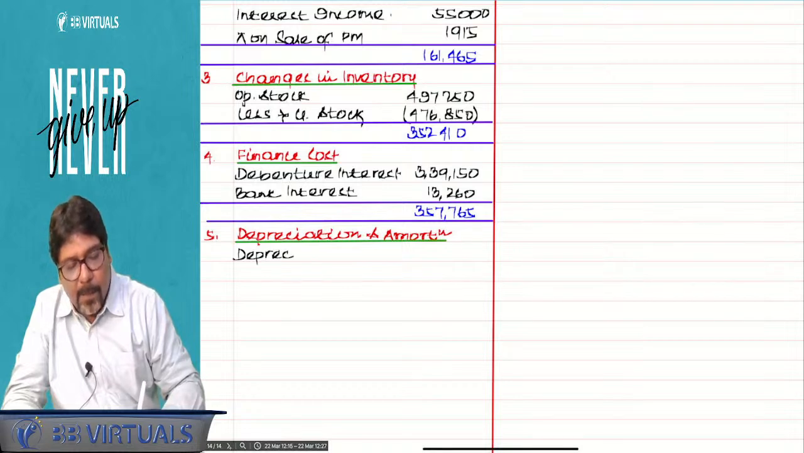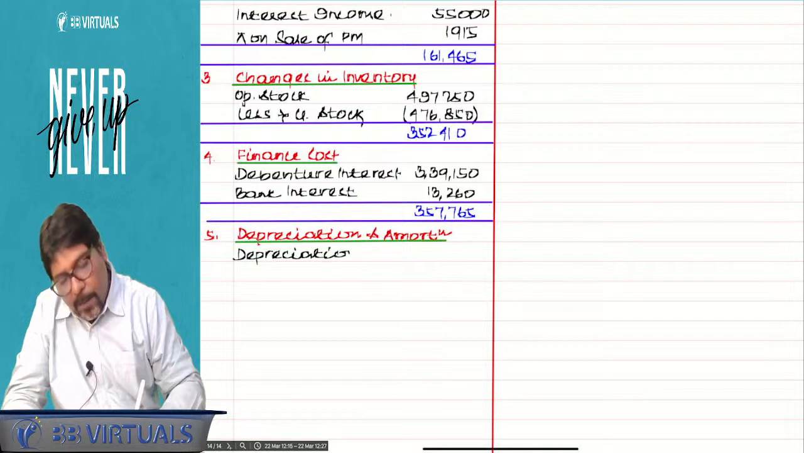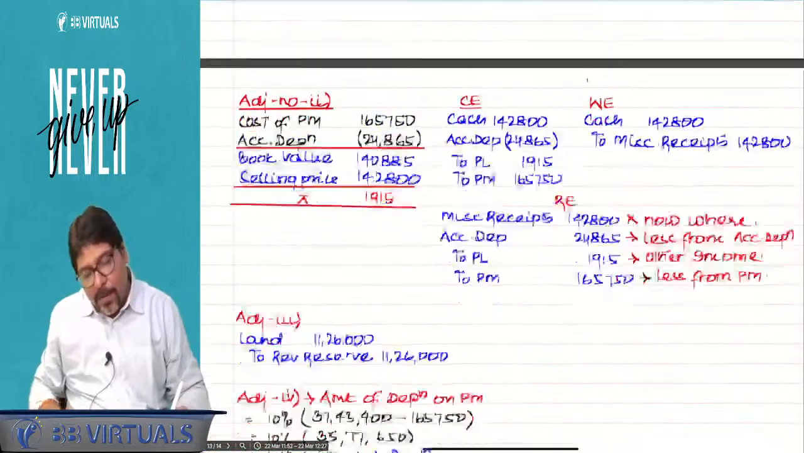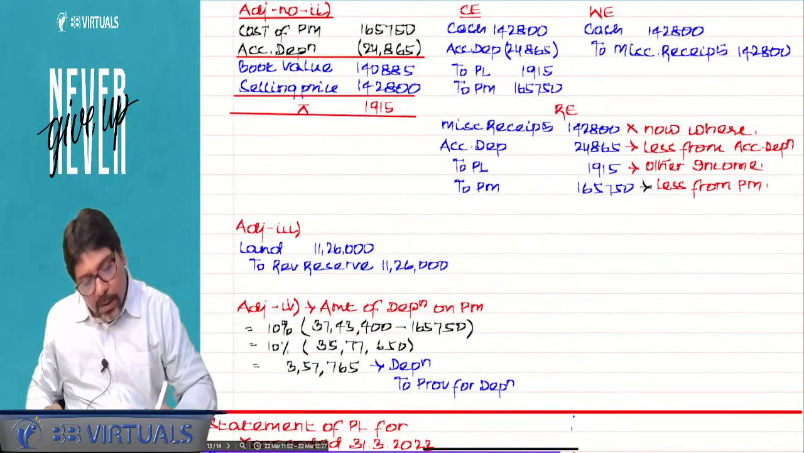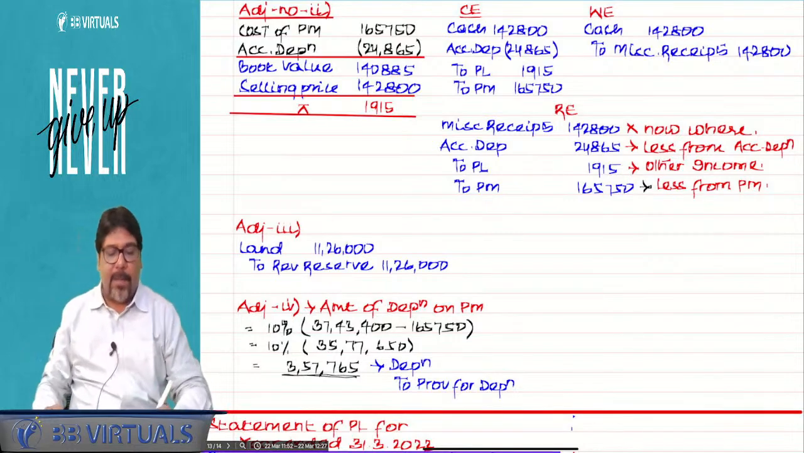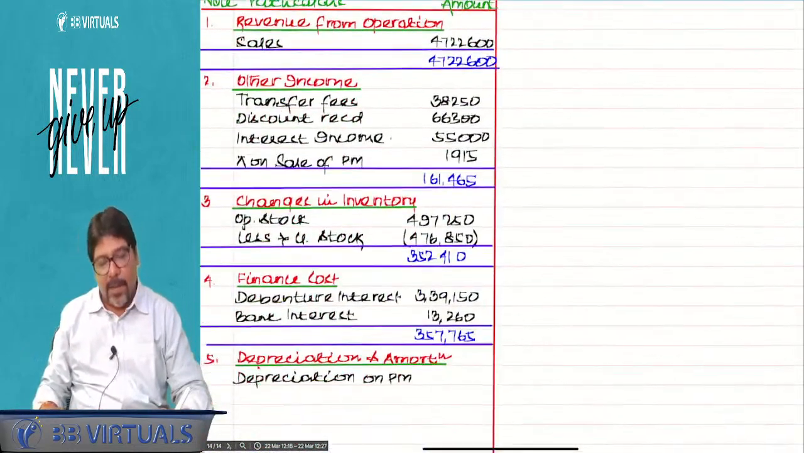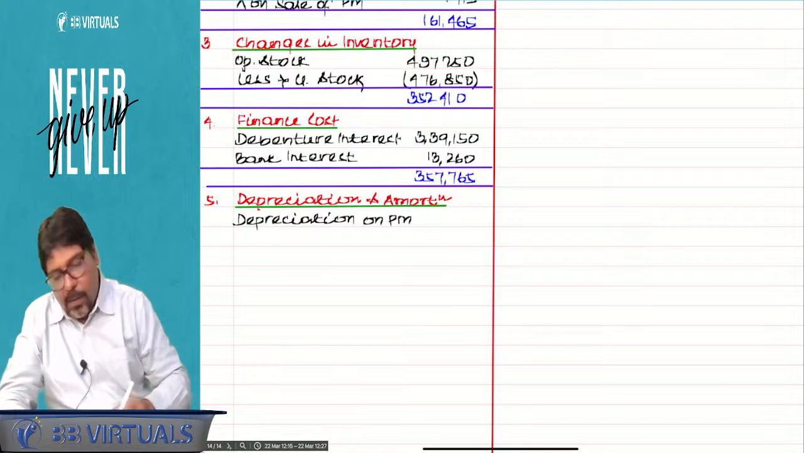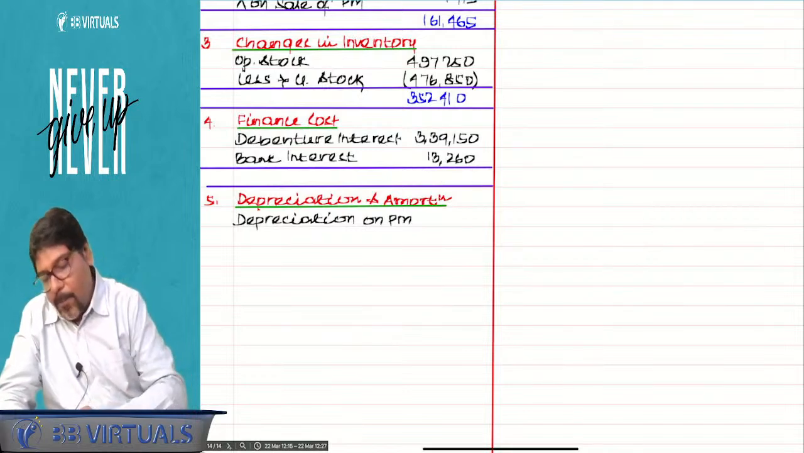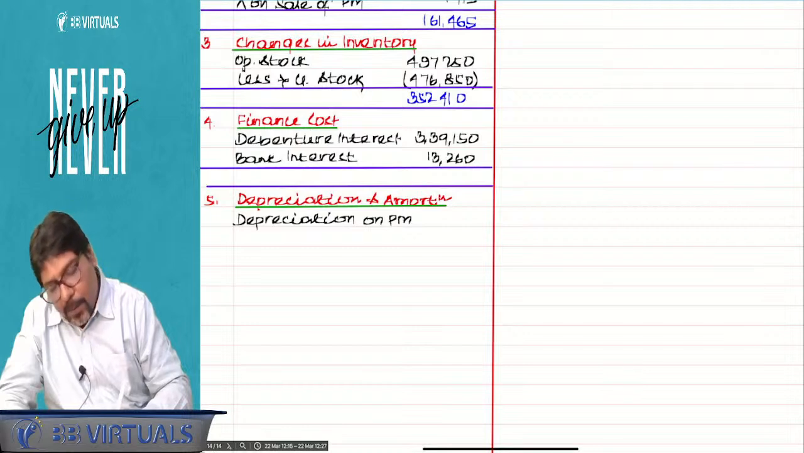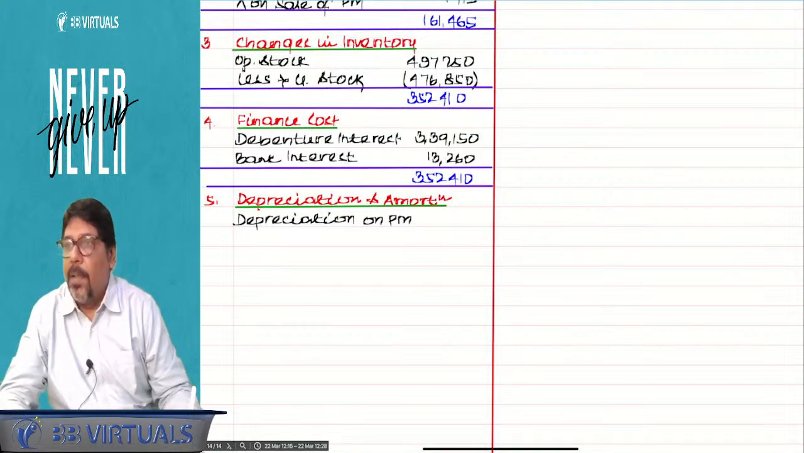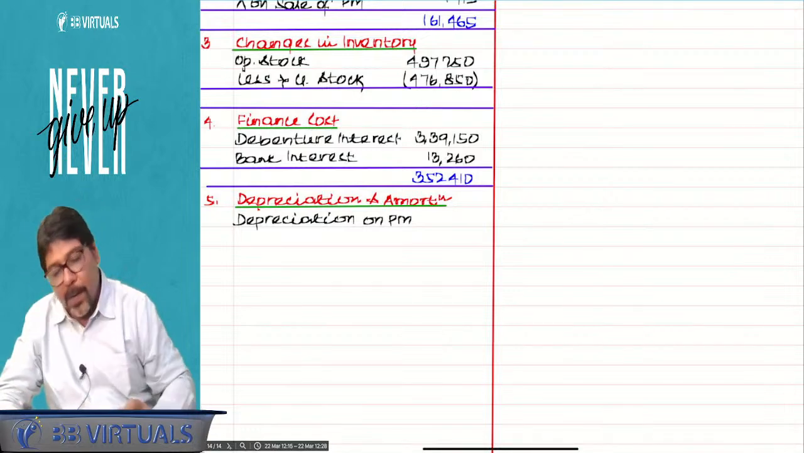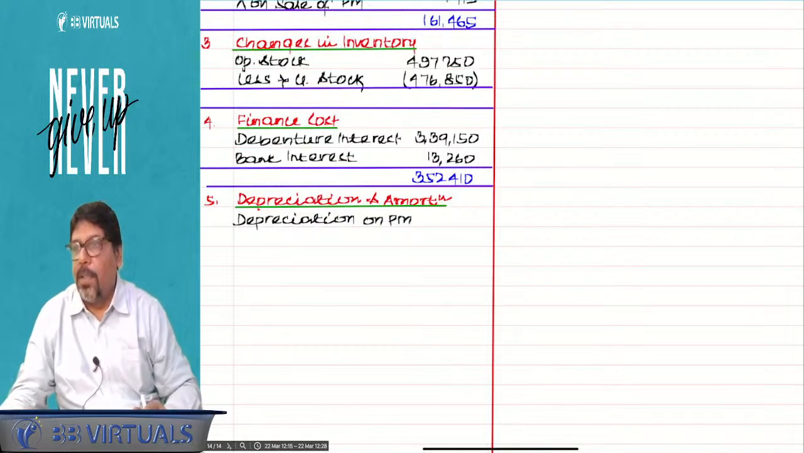Depreciation on plant and machinery. Depreciation on plant and machinery we calculated as how much? 357,765. Depreciation provision 357,765. Total is wrong. Total is 352,410. Change is wrong. Change is how much? 20,000.